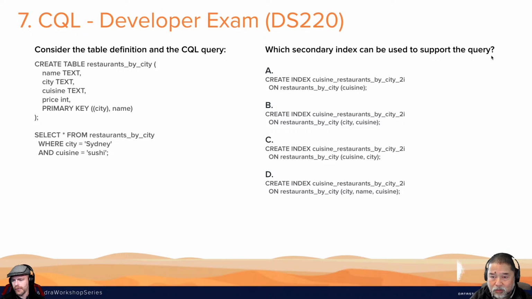Question 7 for those following along in the GitHub repository. So in this case, you want to consider the table definition and the CQL query. Which secondary index can be used to support the query?